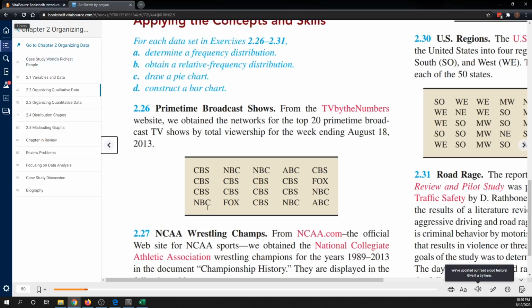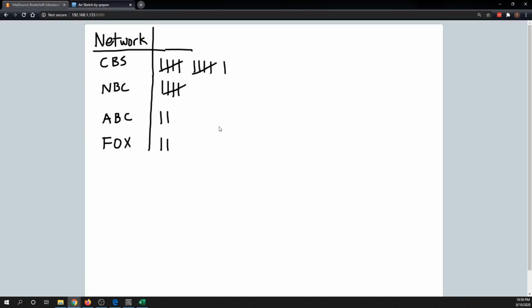And then NBC, Fox, CBS, NBC, and ABC. So this is what I end up with for those tally marks here.